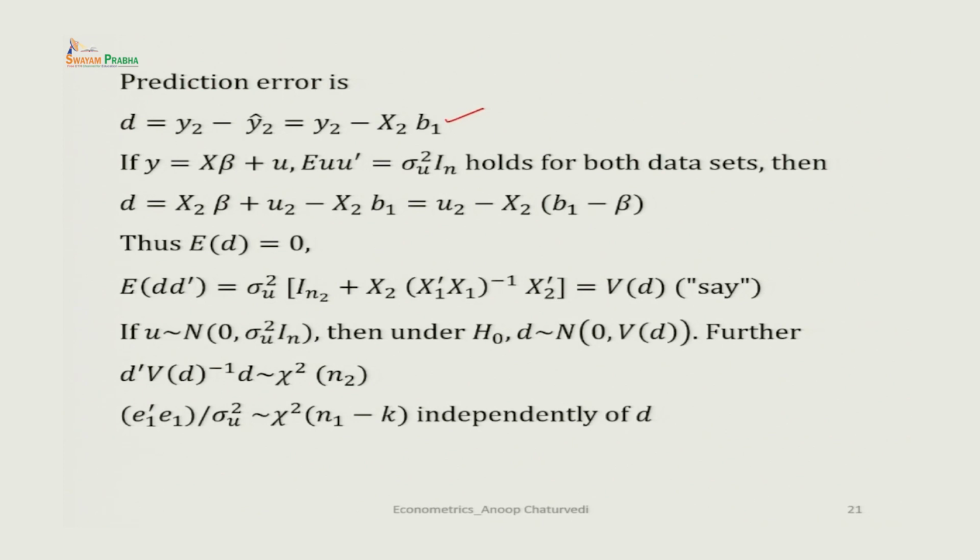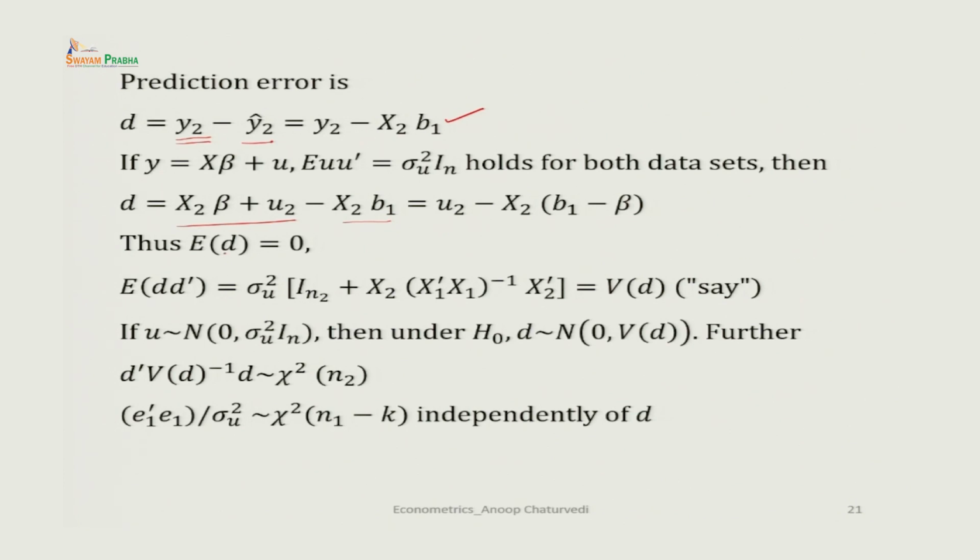Now, under H naught, beta 1 is equal to beta 2 equal to beta, say. So, if y equal to x beta plus u and expectation of u u transpose is equal to sigma square u I n holds for both data sets, then d is equal to x2 beta plus u2 (since y2 is equal to x2 beta plus u2) minus y2 hat, which is equal to x2 b1. So, you can write it as u2 minus x2 (b1 minus beta).